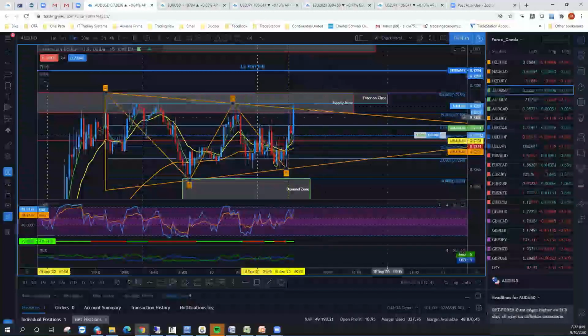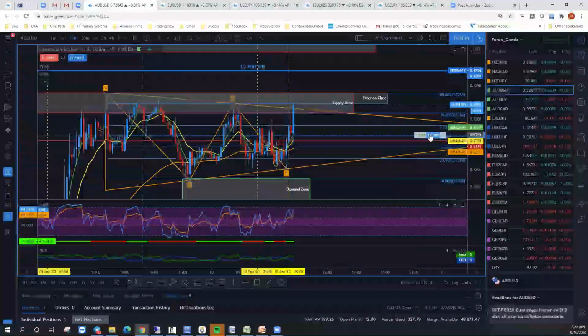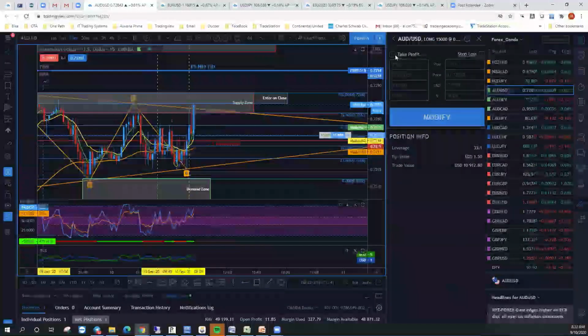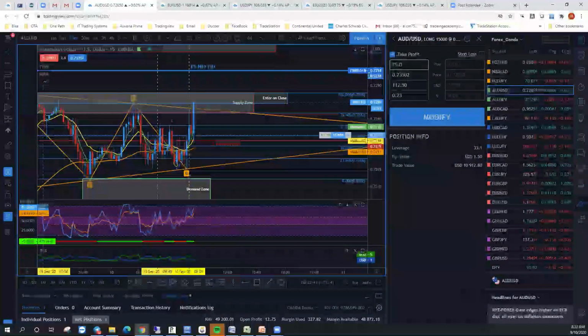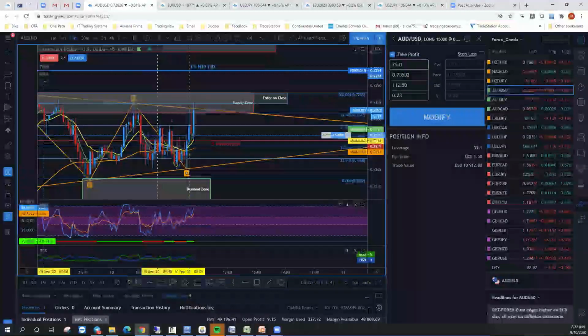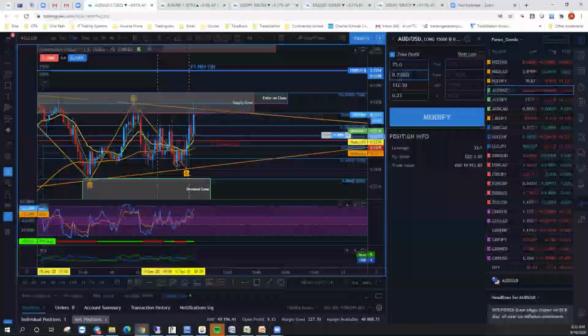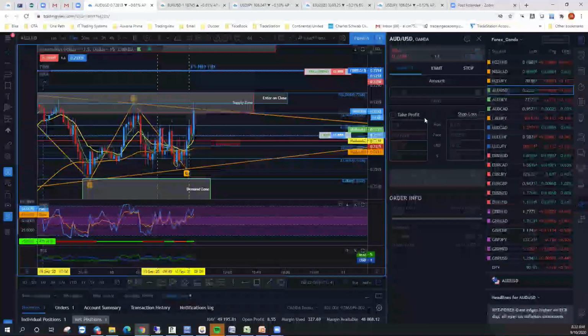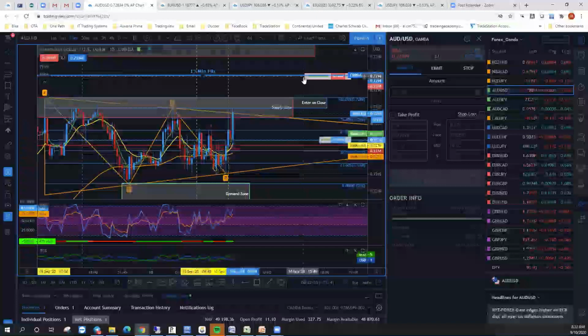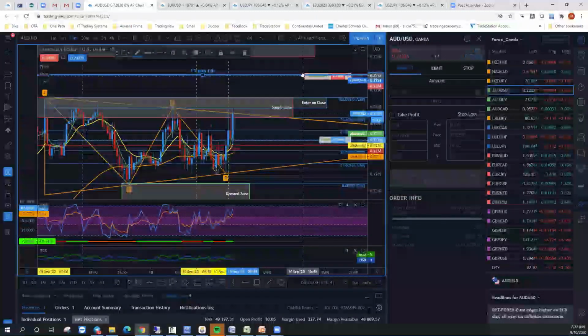And like I'm saying, I say I need to make my target area here. Take profit at 72.94. 7294. I'll back it off just a little bit below that. Oops, wrong one.